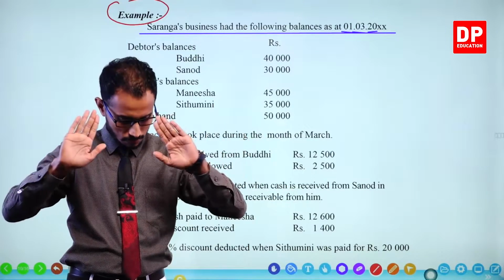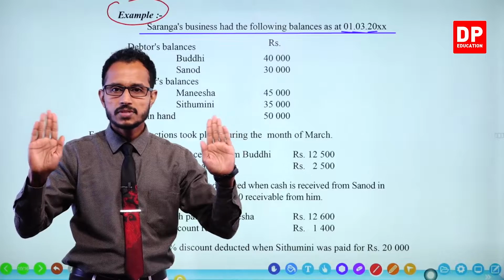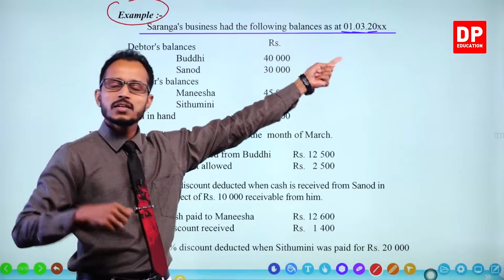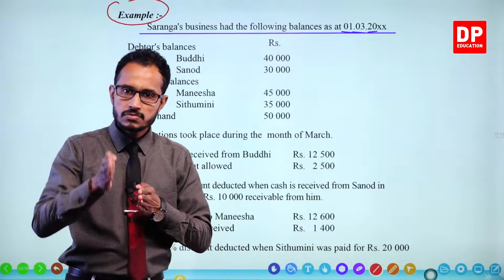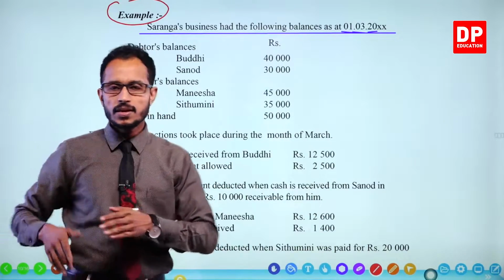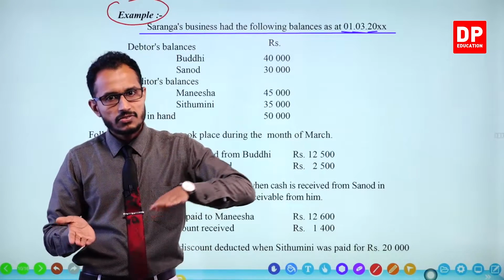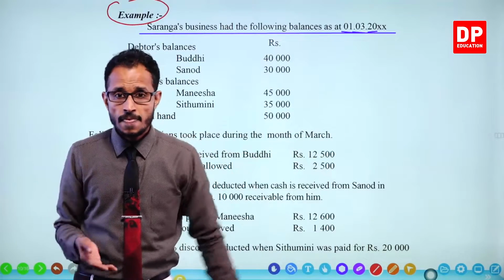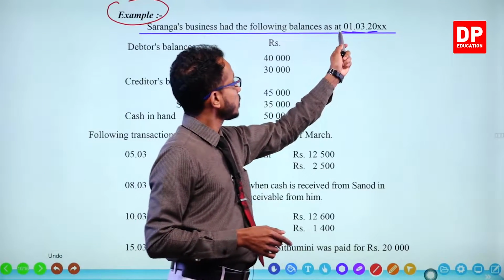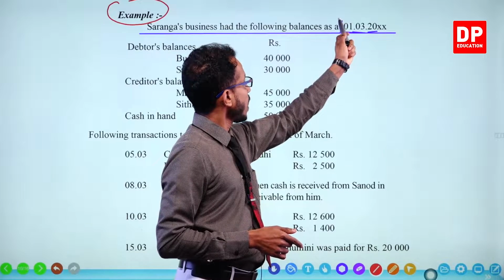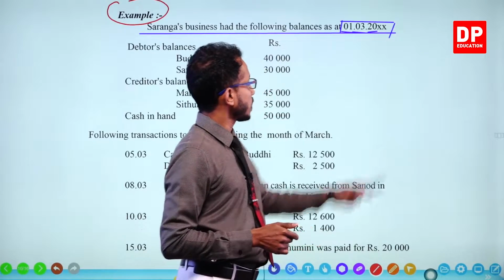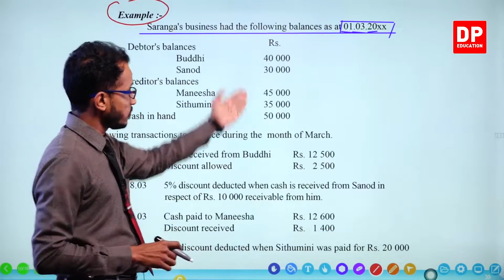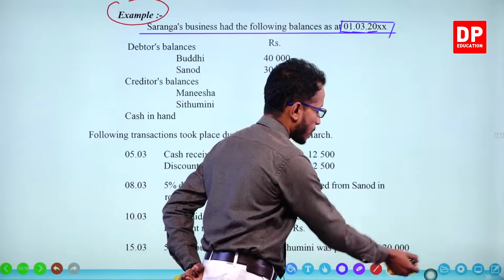It's not a newly opened business. Not started on 1st of March. The business has been running for a period of time. Maybe 4 years, 5 years, 6 years, 7 years, maybe 10 years. As at 1st March, these balances were remaining in the books.